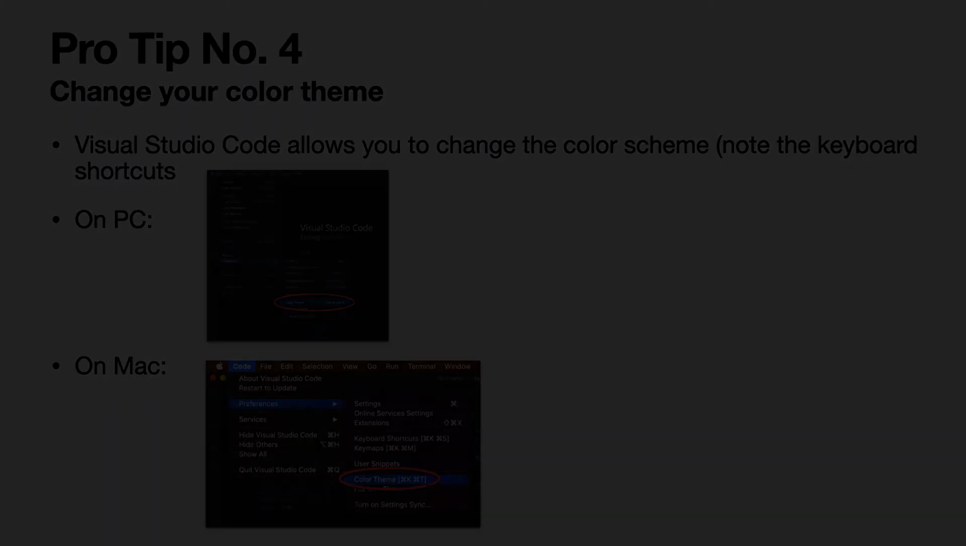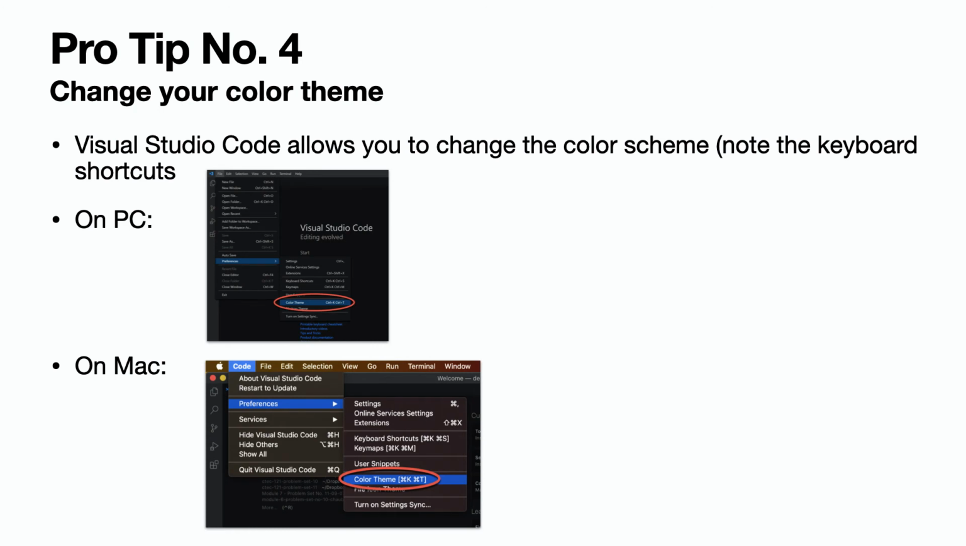Pro tip number 4, change your color theme. Visual Studio Code allows you to change the color scheme. Now, look at the 2 images. The first one is for PC and the second for Mac. And you go to the Preferences menu and then Color Theme.